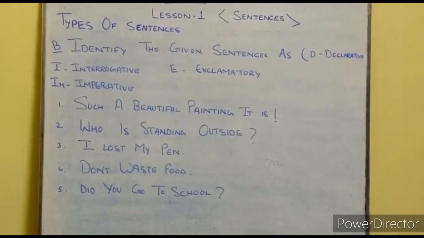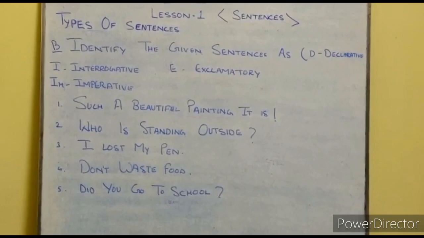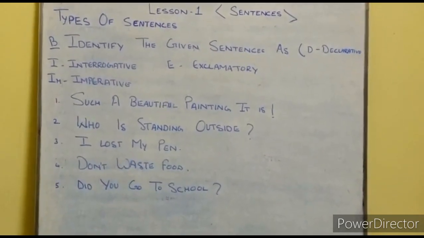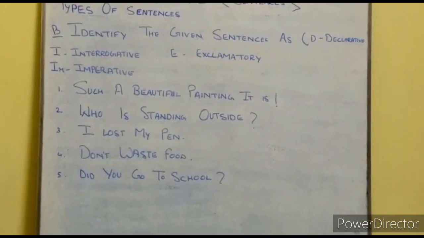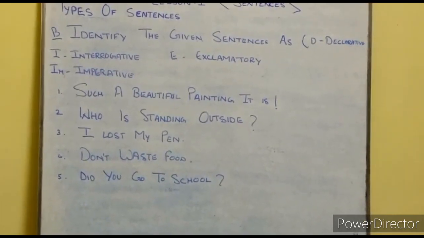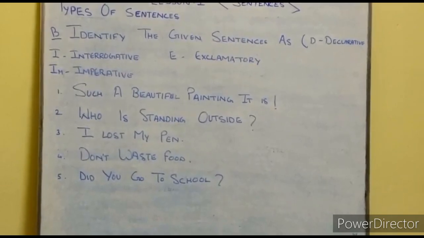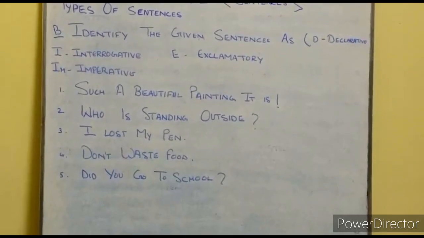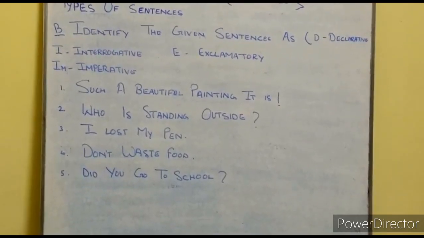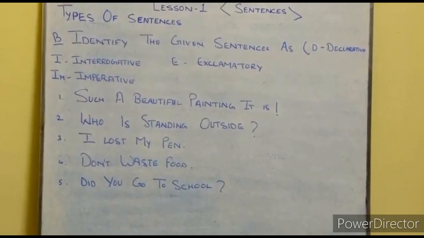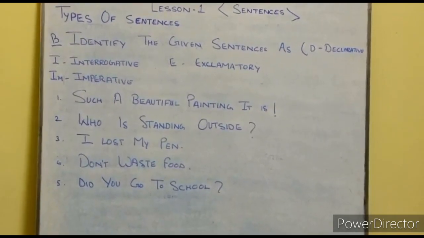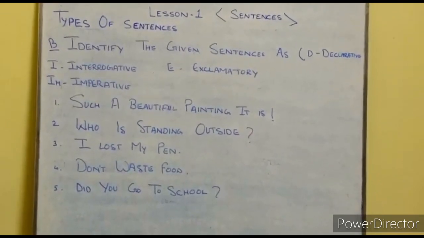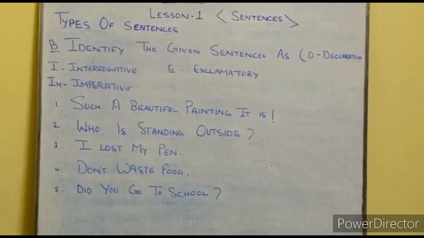Hope you all have written the answers. Number 1, such a beautiful painting it is. E, exclamatory. Number 2, who is standing outside? I, interrogative. Number 3, I lost my pen. Declarative, D. Number 4, don't waste food. I am, imperative. Number 5, did you go to school? Interrogative, I.